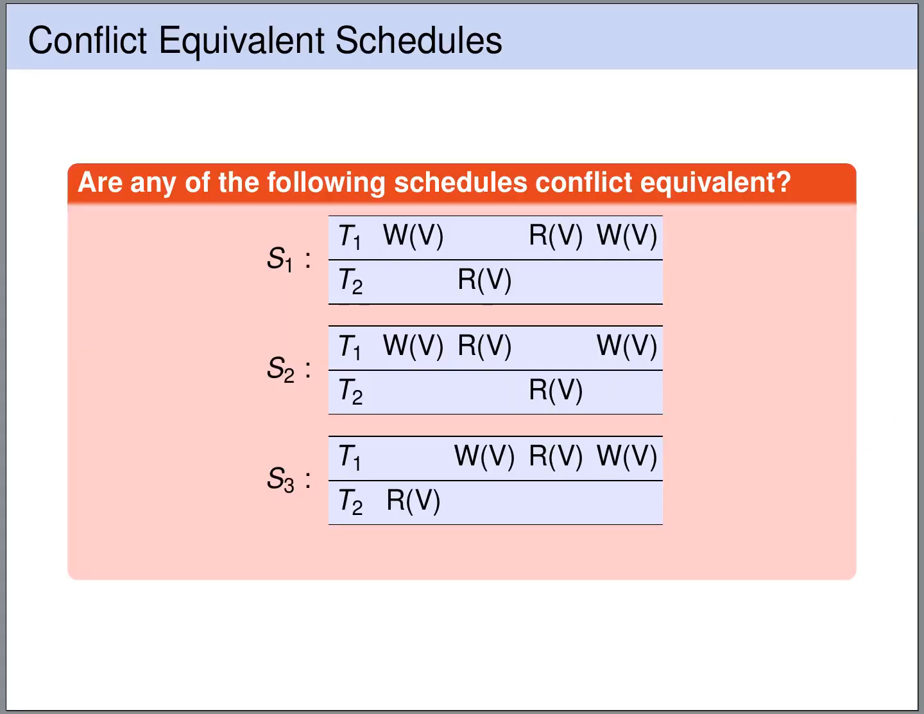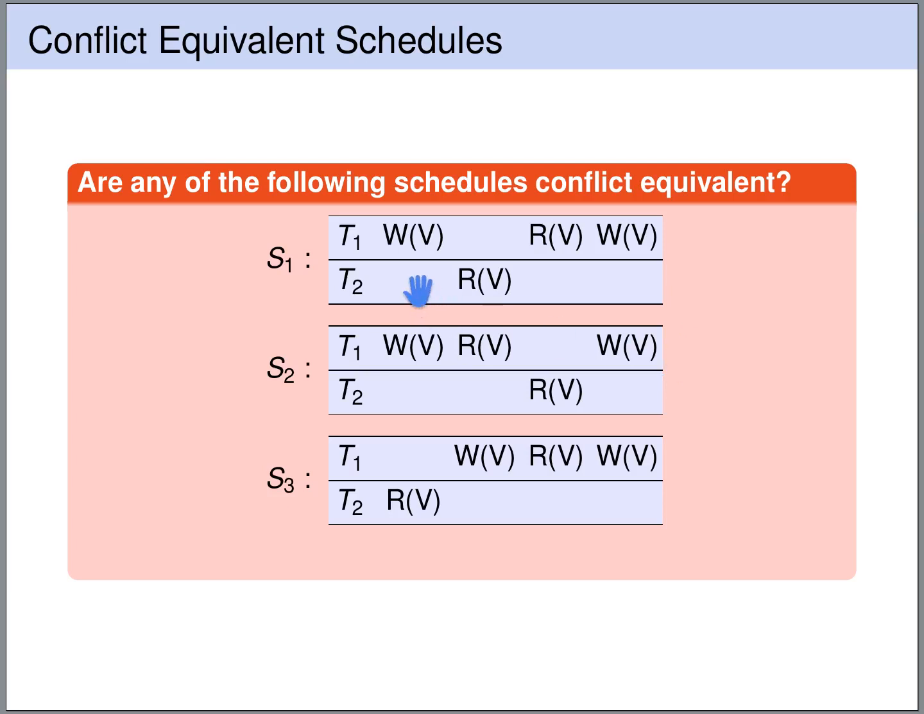Let's have a look which of these schedules are conflict equivalent. In order to transform schedule 1 into schedule 2, we need to swap these two actions. They are both read actions, so they are non-conflicting, they are adjacent, and they belong to two different transactions. So we are allowed to swap them, and then we obtain schedule S2. So indeed, schedule S1 and schedule S2 can be transformed into each other by a sequence of swaps. In this case, a single swap suffices. So S1 and S2 are conflict equivalent.